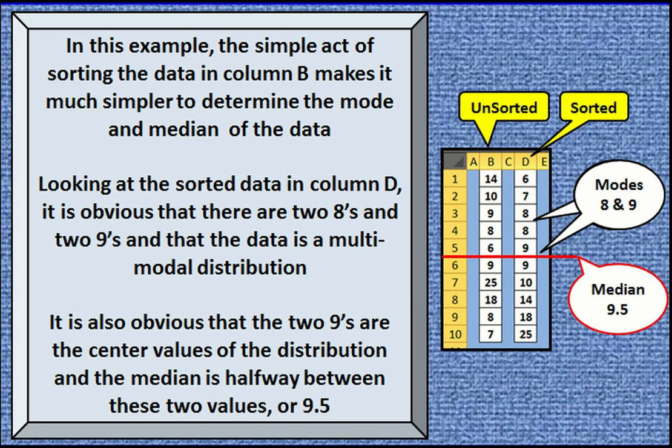In this example at the right, the simple act of sorting the data in column B makes it much simpler to determine the mode and median of the data. Looking at the sorted data in column D, it is obvious that there are 2 8s and 2 9s and that the data is a multimodal distribution. It is also obvious that the 2 9s are the center values of the distribution and the median is halfway between these two values, or 9.5.